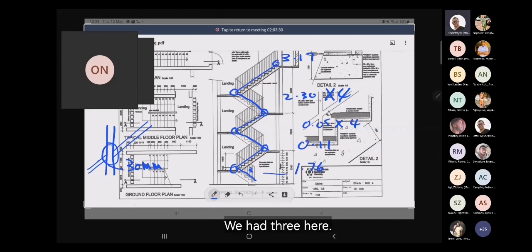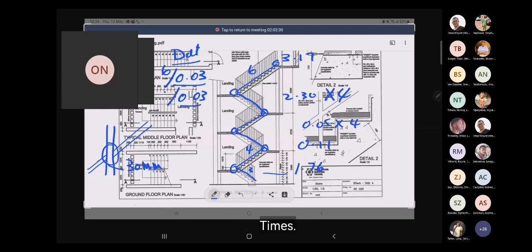We had 3 here. For those we had 4. For that one, I think we had 6. So we need to deduct the 0.03 times 6, 0.03 times 4 times 4, and 0.03 times 3.